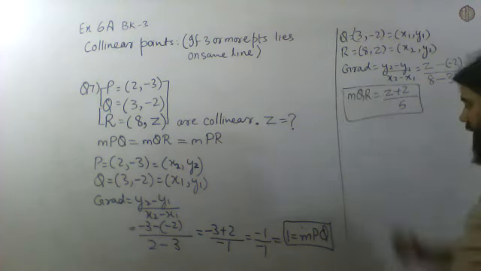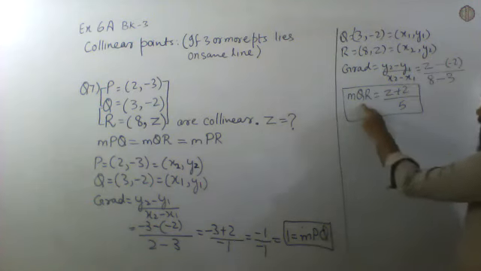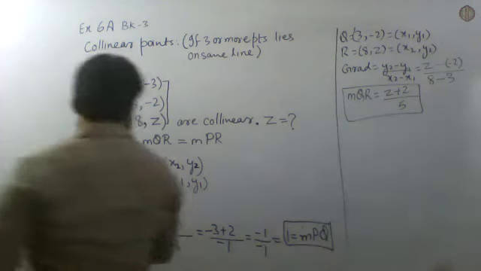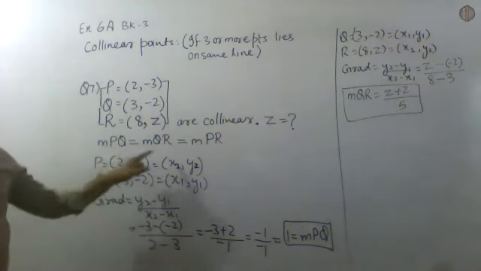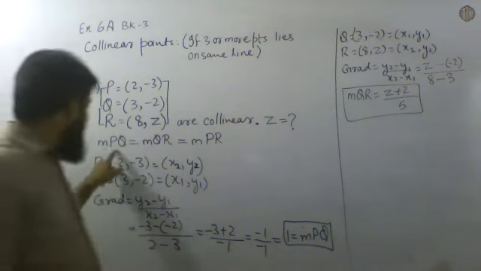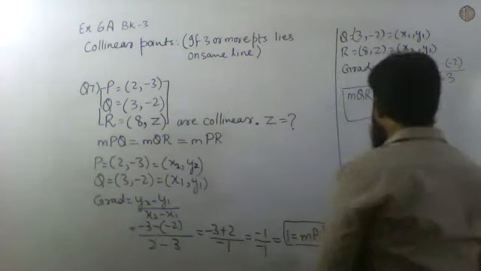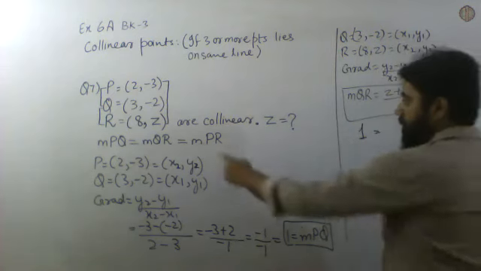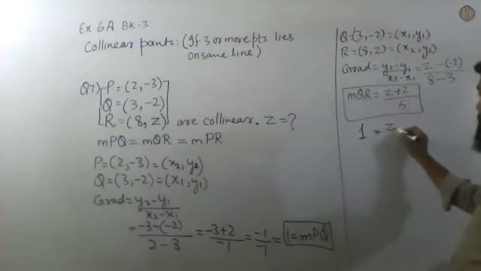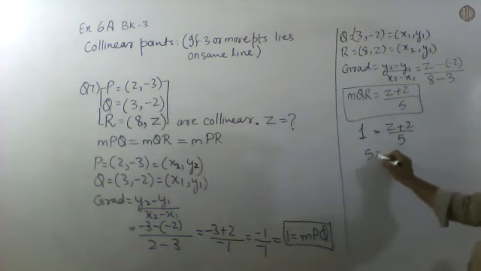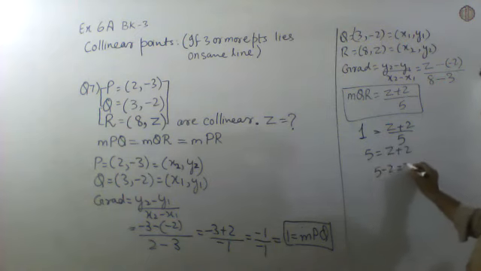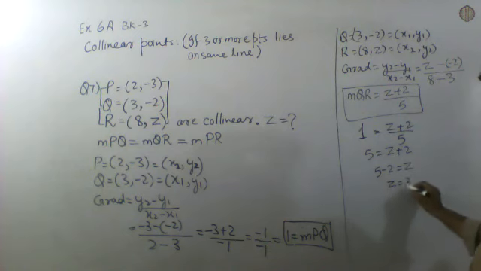So I have got gradient of PQ and I have got gradient of QR. Now, as they were collinear, these two gradients will be equal. So gradient of PQ, which was coming 1, equals gradient of QR, which is Z plus 2 over 5. Okay, so 5 shifted over here, 5 equals Z plus 2, plus 2 shifted over here, 5 minus 2 equals Z, and Z is coming 3, which is your required answer.